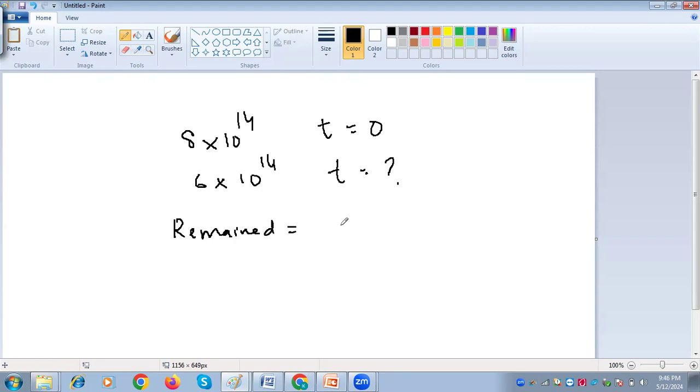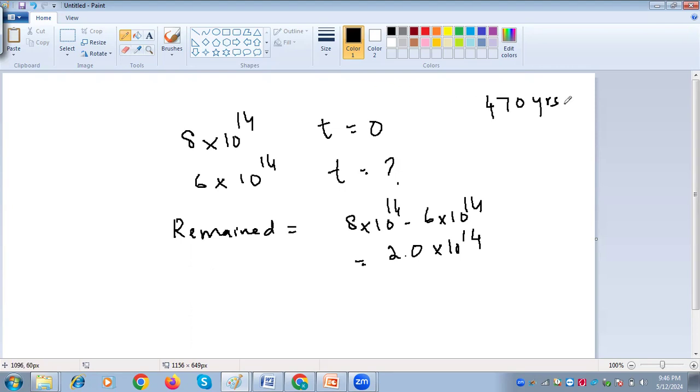We will subtract from the nuclei which were present at t equals 0. 8 into 10 raised to the power 14 minus 6 into 10 raised to the power 14. That will be 2 into 10 raised to the power 14 which remained. So what will the formula be? The fraction remained is... what is the half-life given? 470 years. Half-life is 470 years.